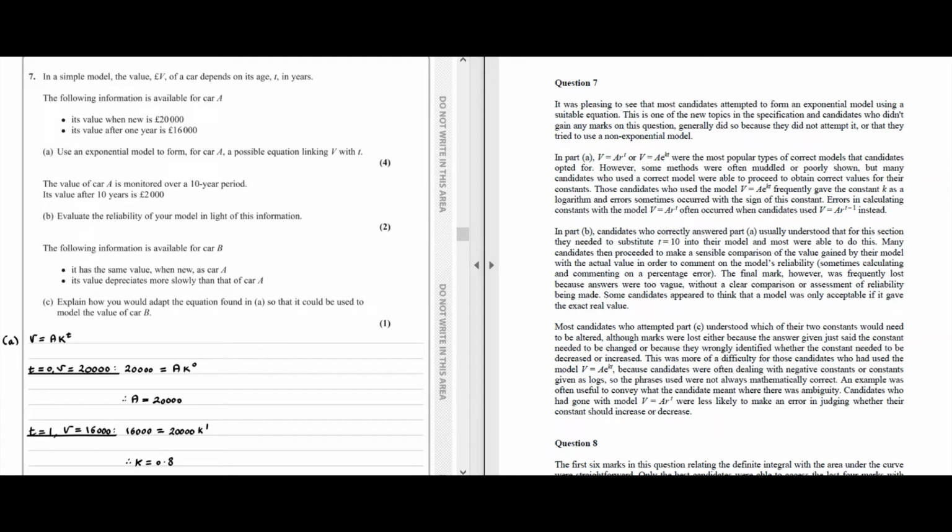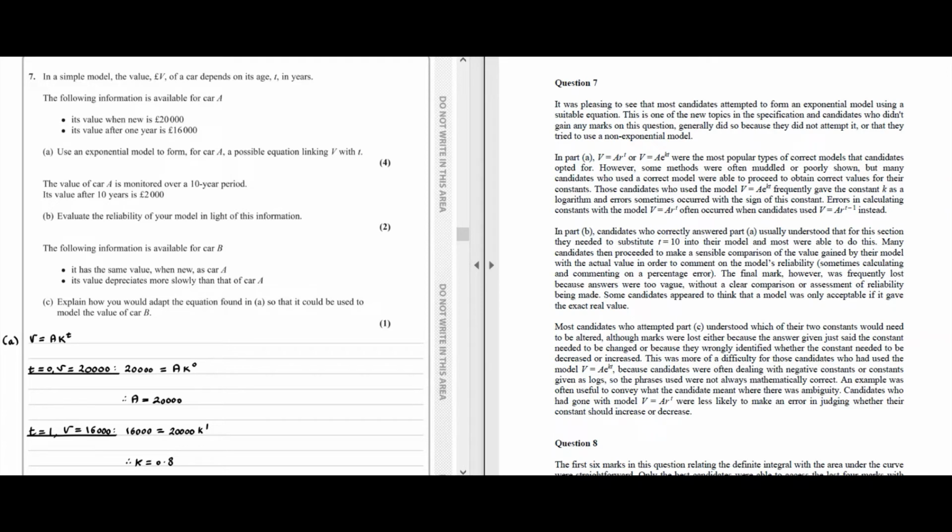Some candidates appeared to think that a model was only acceptable if it gave the exact real value. For part C, most candidates who attempted part C understood which of their two constants would need to be altered, although marks were lost either because the answer given just said the constant needed to be changed, or because they wrongly identified whether the constant needed to be decreased or increased.